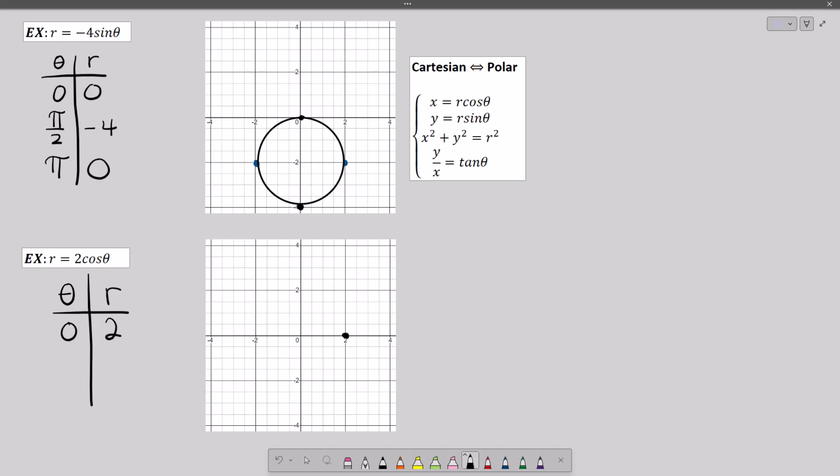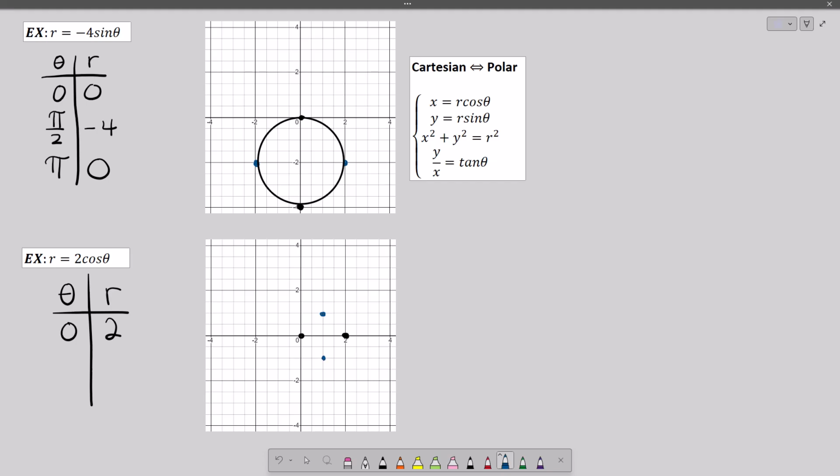Now we rotate up to pi over 2. Cosine of pi over 2 is 0. 2 times 0 is 0. So we're here. We're done. We know that there are 2 points. One is right there, and one is right there.